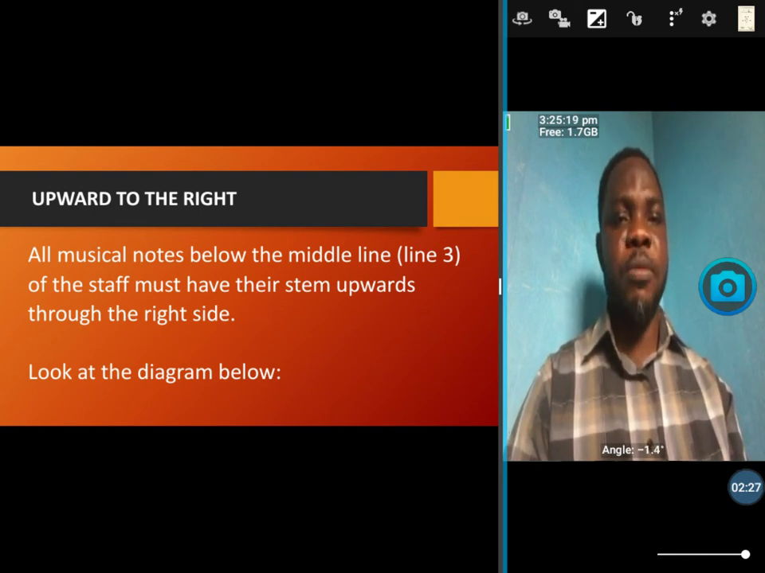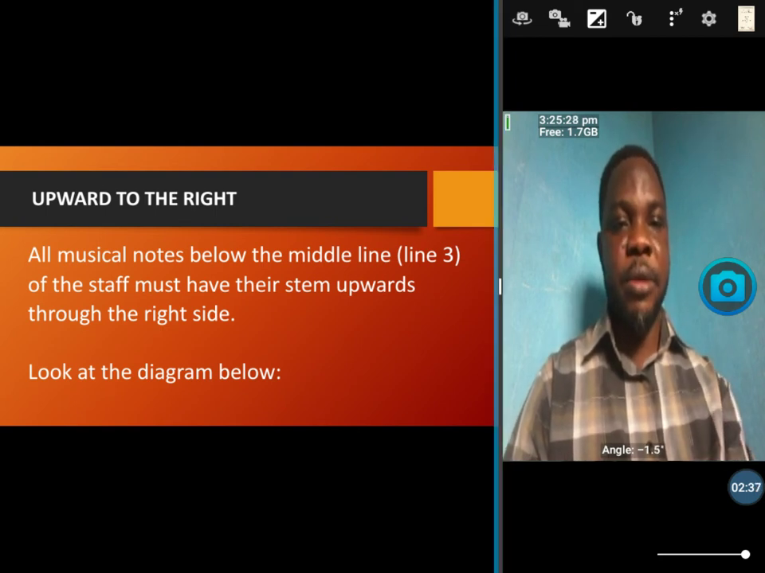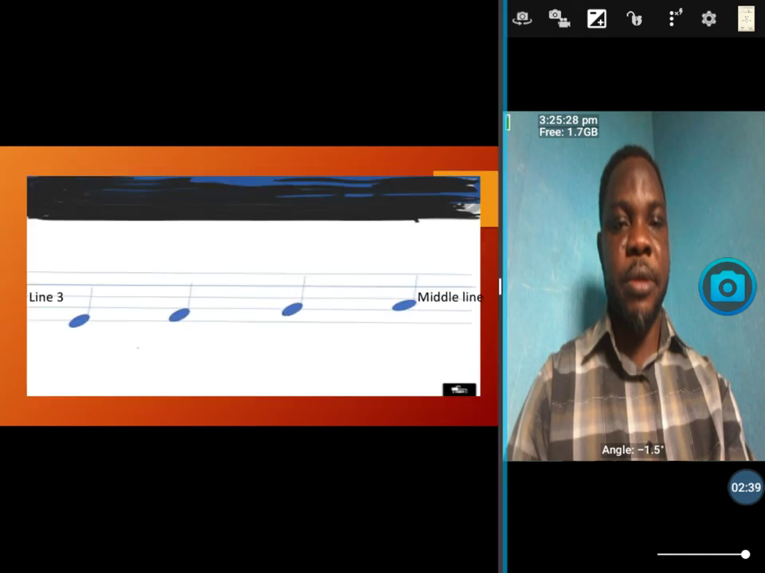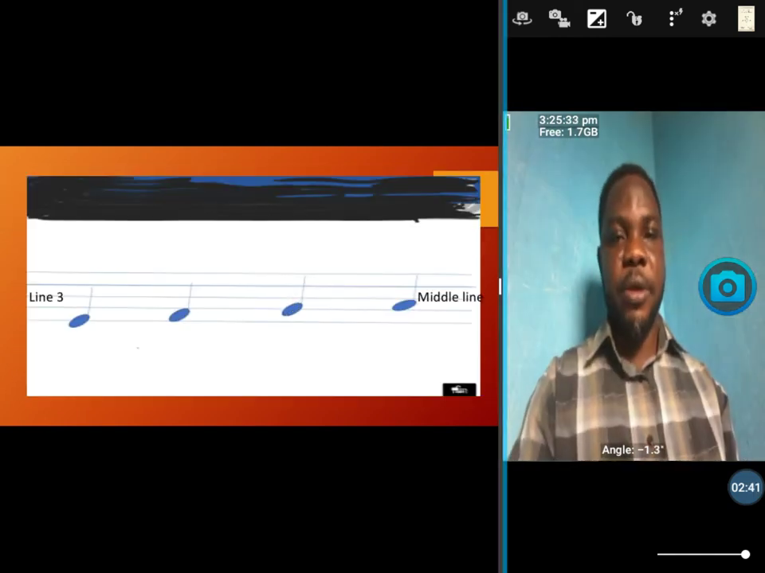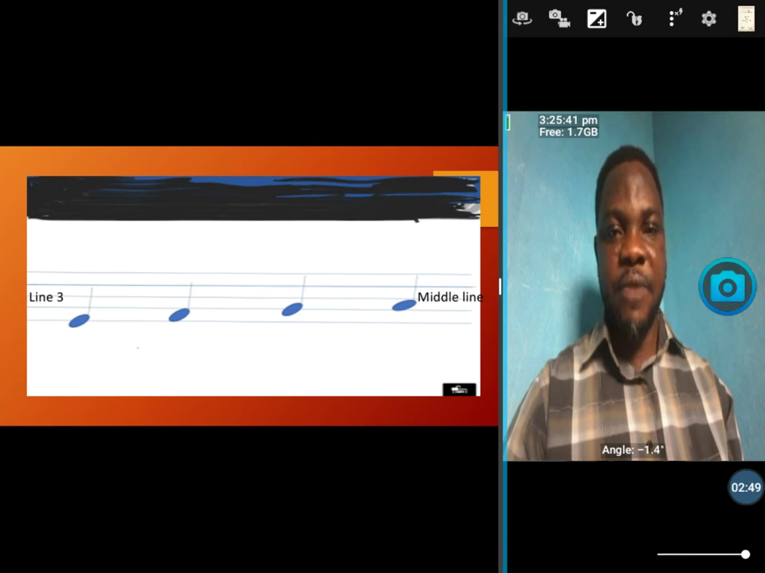All musical notes below the middle line, line 3 of the staff, must have their stem upwards through the right side. Look at this diagram. You'll discover that line 3 is the middle line of the musical staff. And you discover that all the notes that are below line 3, from line 1, space 1, line 2, space 2, their stem are pointing upward to the right side.